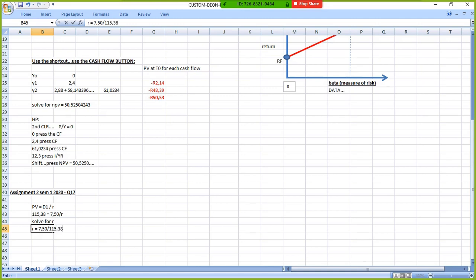Let's check. Remember, it's division. Okay, it's a percentage, it's a rate. So I just put in the times 100. Okay, percent. That's the required return. Awesome.